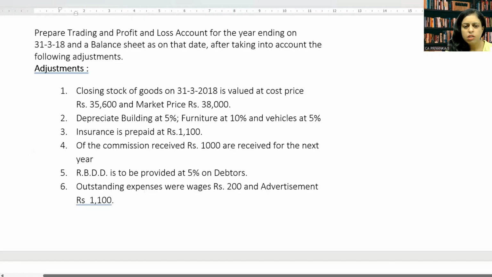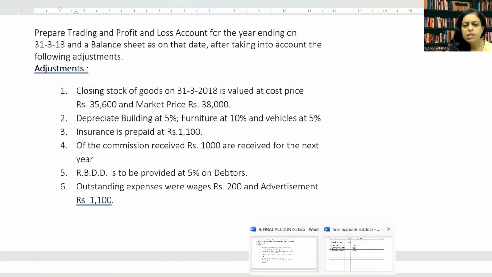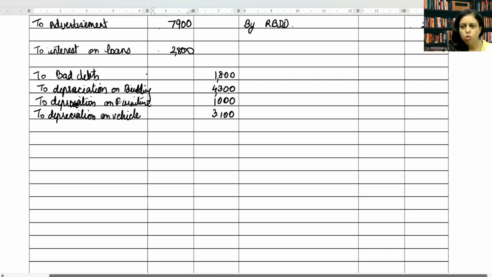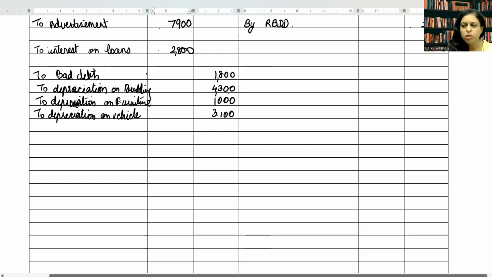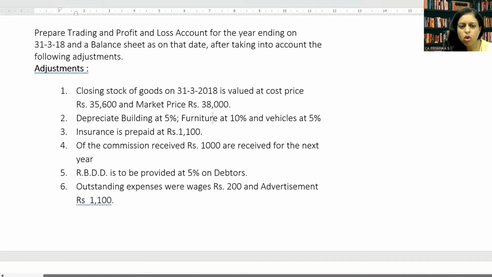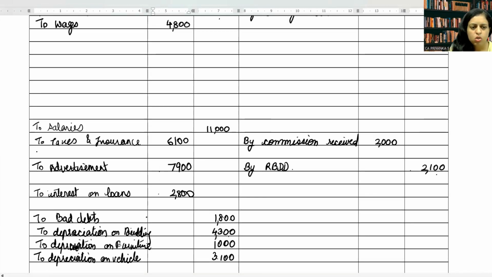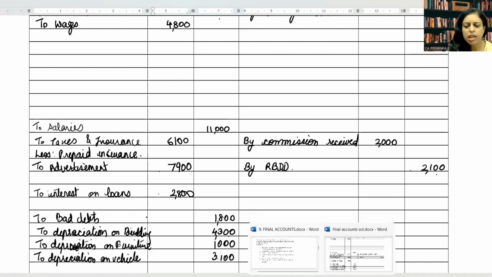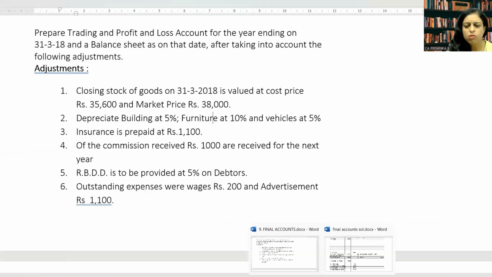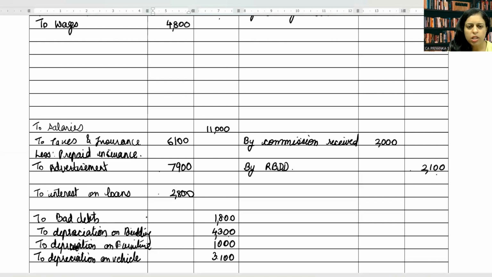Next one is the third adjustment that we have: insurance is prepaid at 1,100. Whenever there is a prepaid amount of insurance, it's not relatable to this accounting period, correct? So this amount of 1,100 I need to reduce from the amount of insurance. So, less prepaid insurance. The value of prepaid insurance that I need to reduce is given as 1,100. So I write here 1,100.